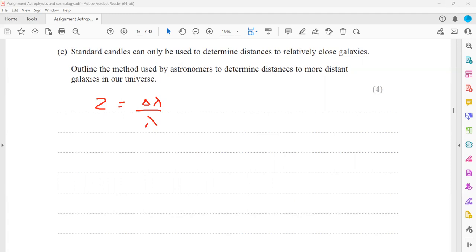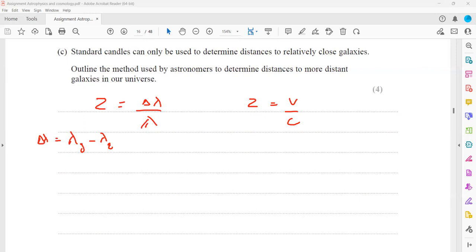After we observe the galaxy, we find the composition of the galaxy. We compare the wavelength which we receive from the galaxy with the wavelength of the same element on Earth, and using that we work out the change in the wavelength, which might be an increase or decrease, divided by the original wavelength. We work out the Doppler shift. Using the Doppler shift, we work out the speed at which that galaxy is moving.